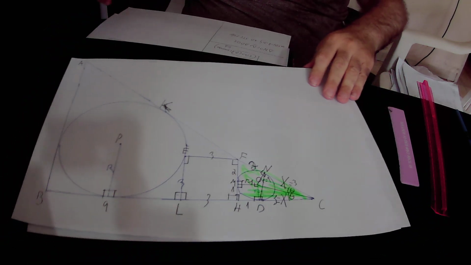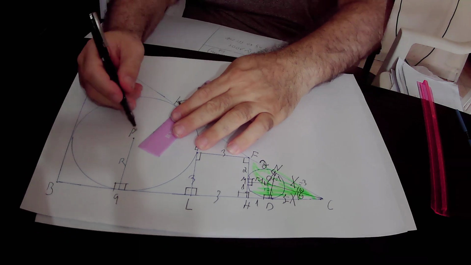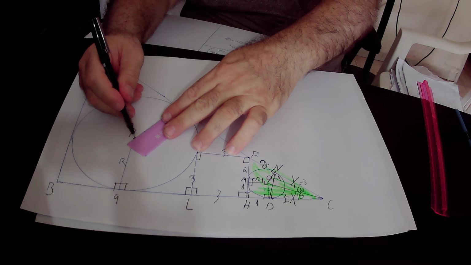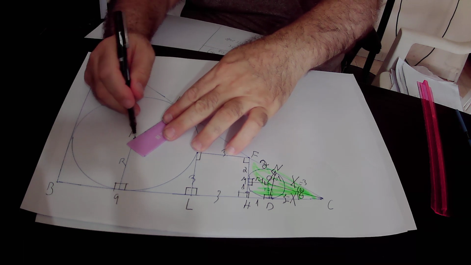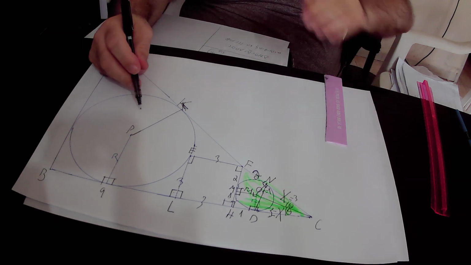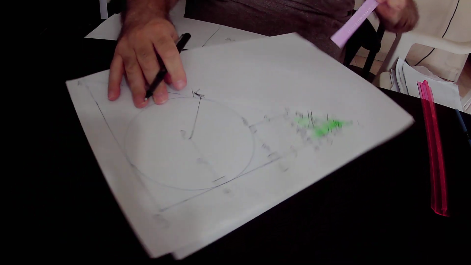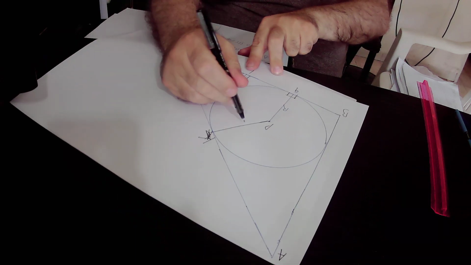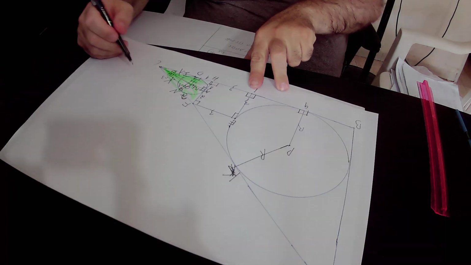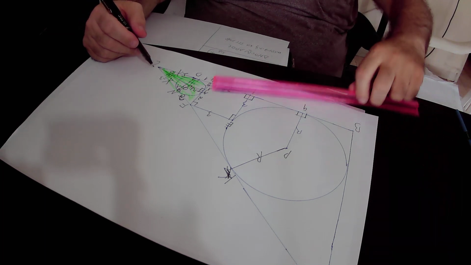In the next step, we join points K and P together by a straight line. Point P is the center of the circle, point K is a point on the circle itself, therefore PK is the radius of the big circle that is equal to R. In the next step, we join points C and P together by a straight line.